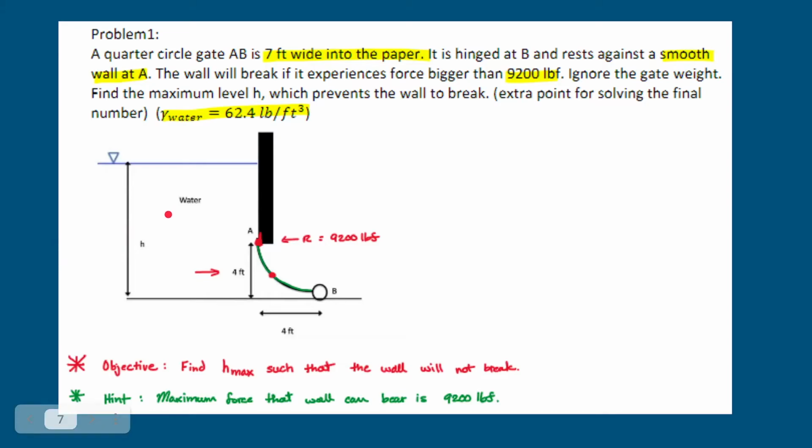A useful hint that we are given is that the maximum force that the wall can withstand is 9,200 pound force. We are told that the gate is hinged at B, and also that the gamma of water is 62.4 pounds per cubic foot. Through the diagram, we can also get the dimensions of the gate, which we can see here, a 4 by 4 quarter circle. Now we must clearly define our objective, which is to determine the maximum height that the water can be at without the wall breaking. Water level right here. So I went ahead and wrote down the objective as well as any helpful hints.